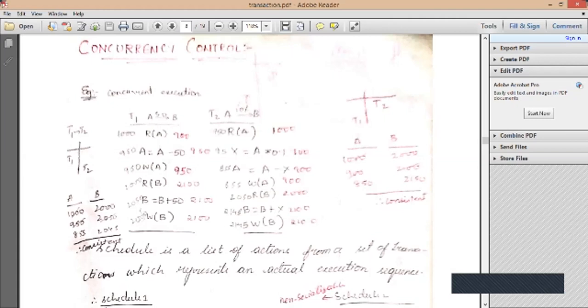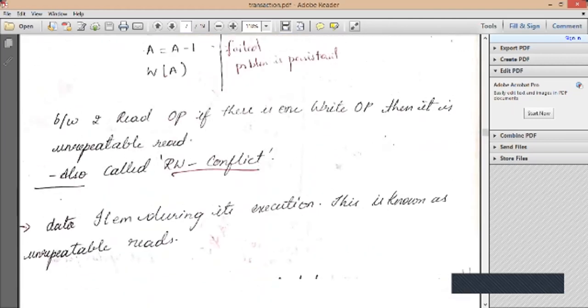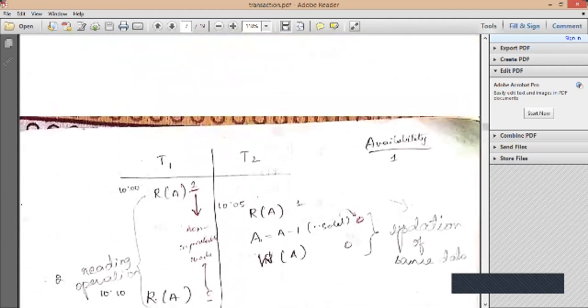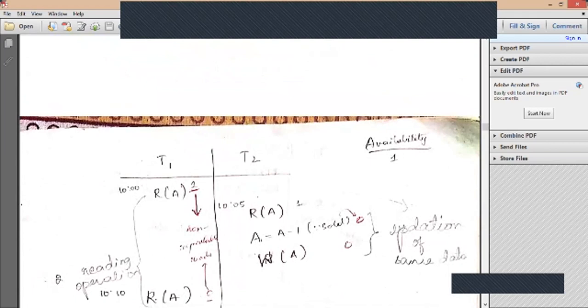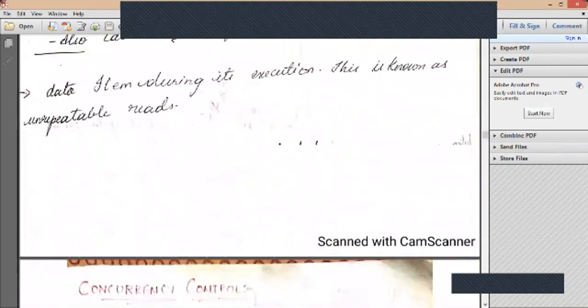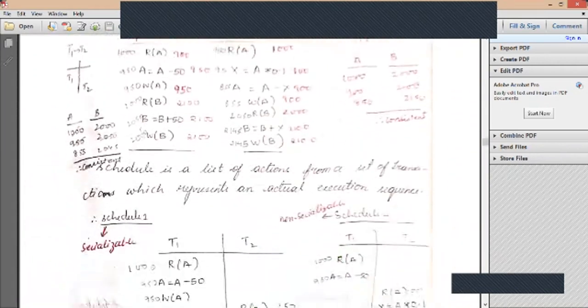Now I have said that we are performing 2 to 3 transactions every time. Here we are showing 2 transactions, but you can have more than that, that is 2, 3, 4, 5 transactions. All these transactions together are nothing but called a schedule, which I've already said.